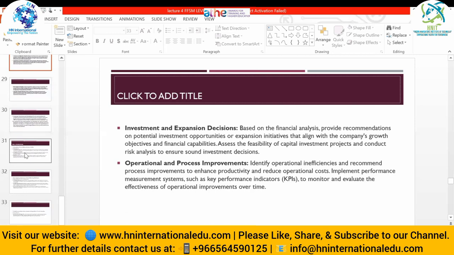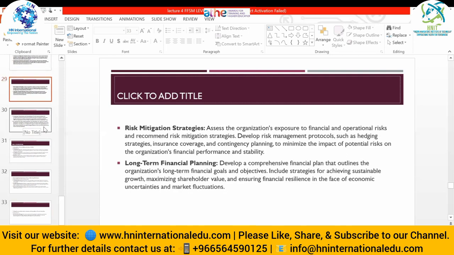Operational and process improvements. Identify the operational inefficiencies and recommend process improvements to enhance productivity and reduce operational costs. Operational cost is the one which we are incurring on a daily basis, the daily expenses, and we should reduce them so that we have more room for the profit. And how can we do that? Implement the performance measurement system, that is the key performance indicator, KPI, to monitor and evaluate the effectiveness of the operational improvements over time. For specifically doing the operational process improvement, there is a measurement key that is called KPI.